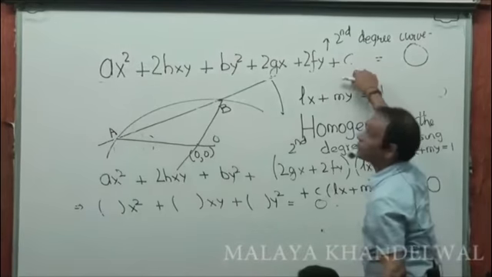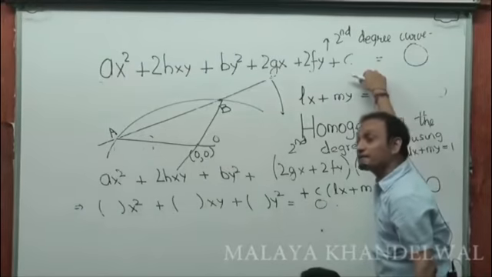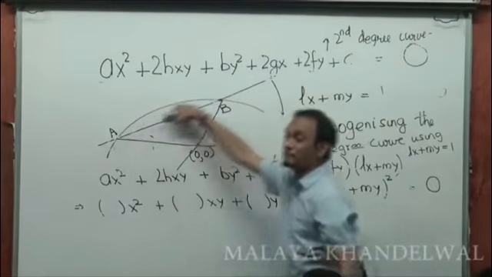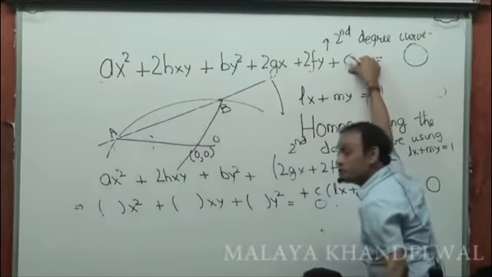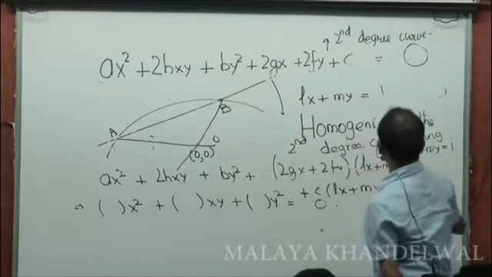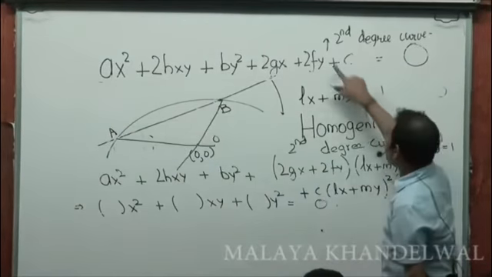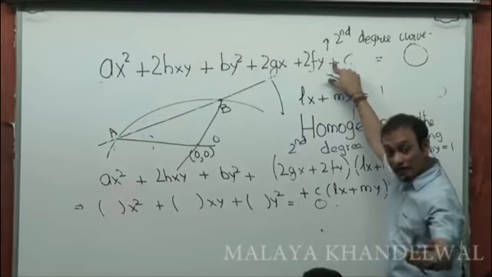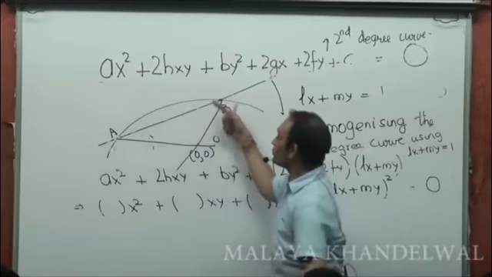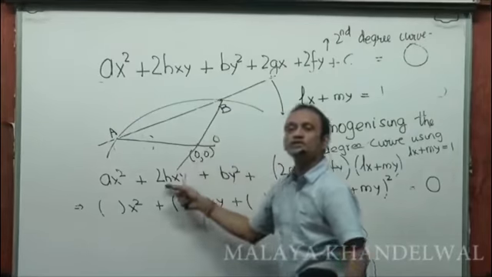So, given a non-homogeneous second degree curve in x and y, and given a line, if the line intersects the curve at A and B, then you could homogenize this second degree curve with the help of this line. When you homogenize, you get this curve, which is what? A pair of straight lines passing through the origin. Not only that, it also passes through A and B. So this represents the combined equation of AO and BO. Is that okay or not okay?